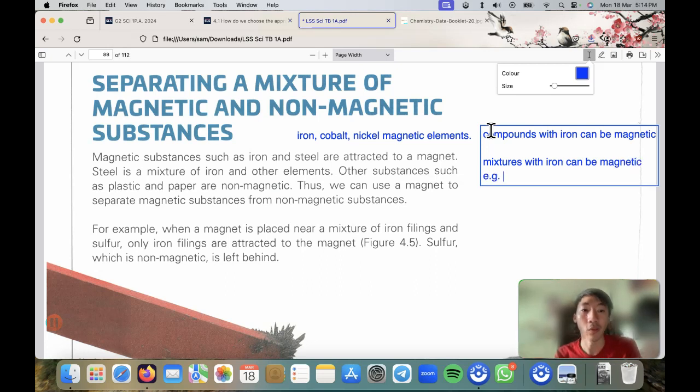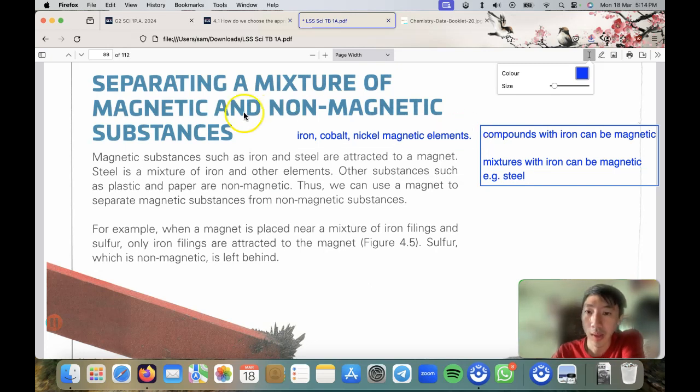One example of a mixture which contains iron and is magnetic is steel. Remember we said that steel is actually a mixture of carbon, iron, and some other elements. Steel is a mixture, what we call an alloy, and it's actually magnetic.